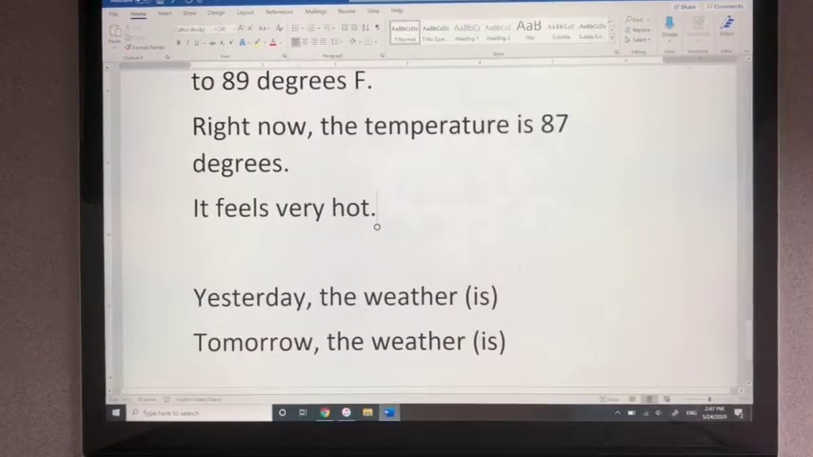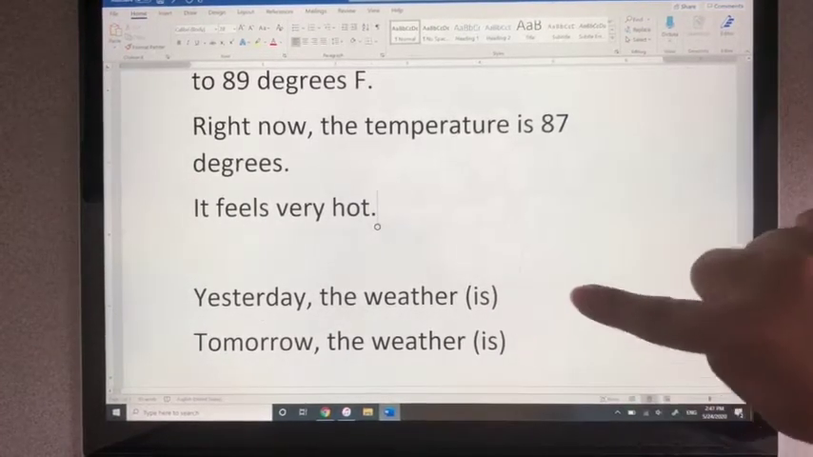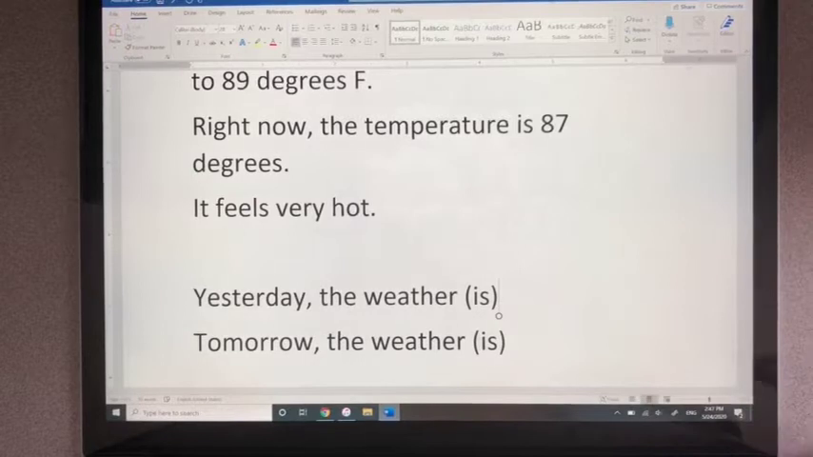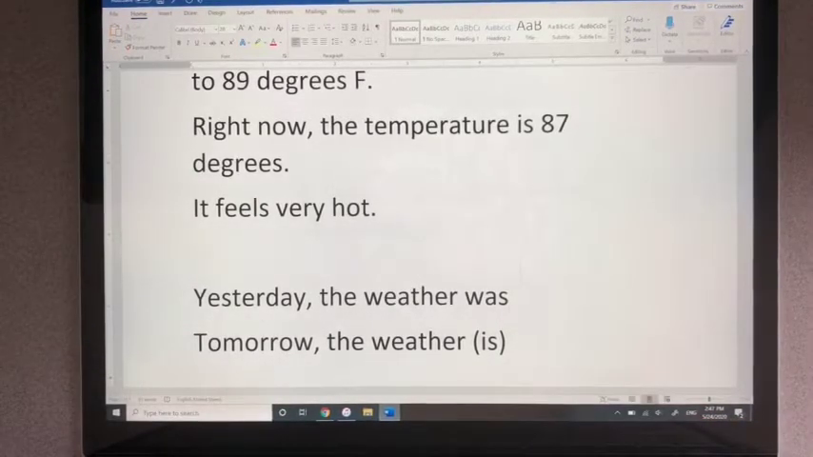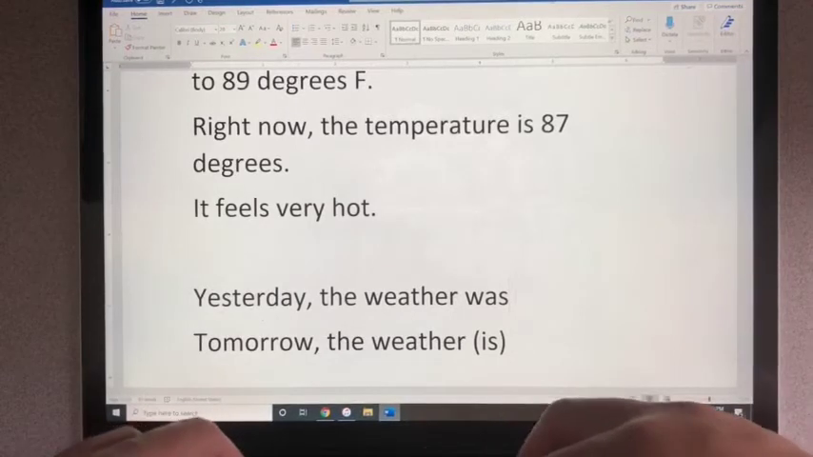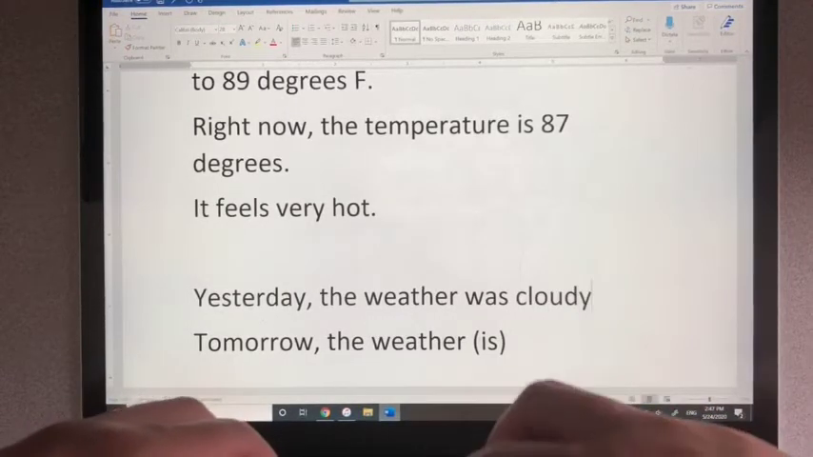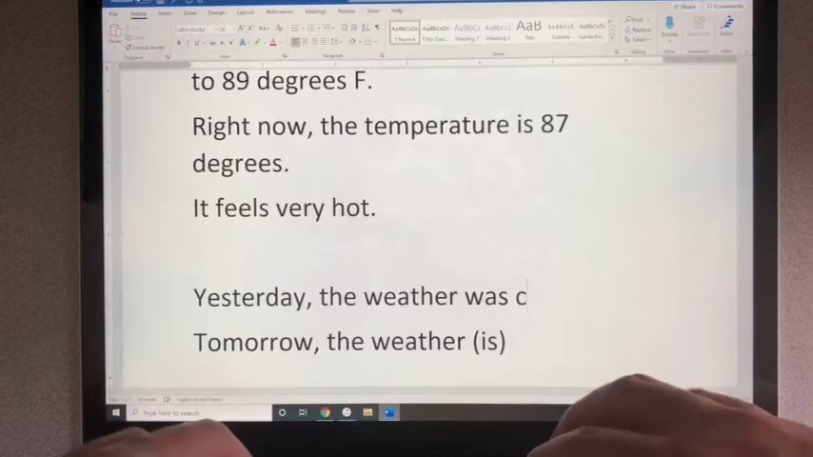Yesterday. When we talk about yesterday, we're talking in the past. So we changed the word is to was. Yesterday, the weather was cloudy. Or partly cloudy.